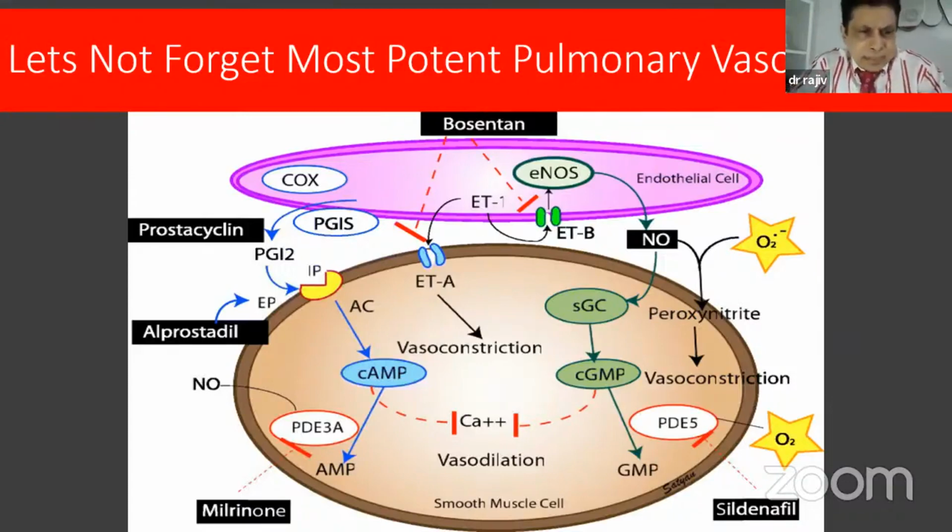So the discussion will be the permutation and combinations of these drugs, and there is no magic bullet. Even iNO is not a magic bullet, which we thought almost 20 years back. Next slide.